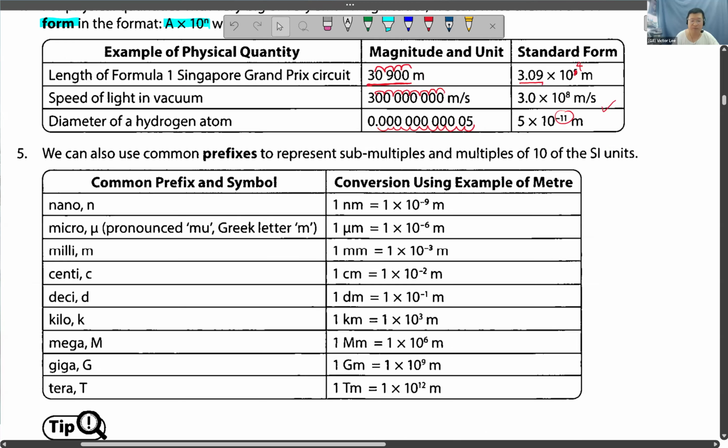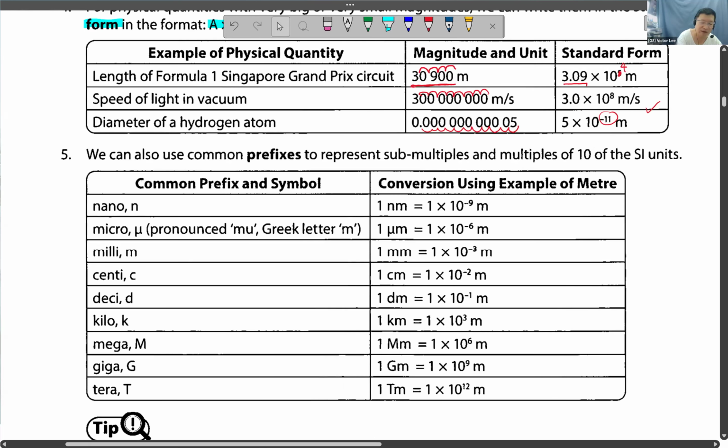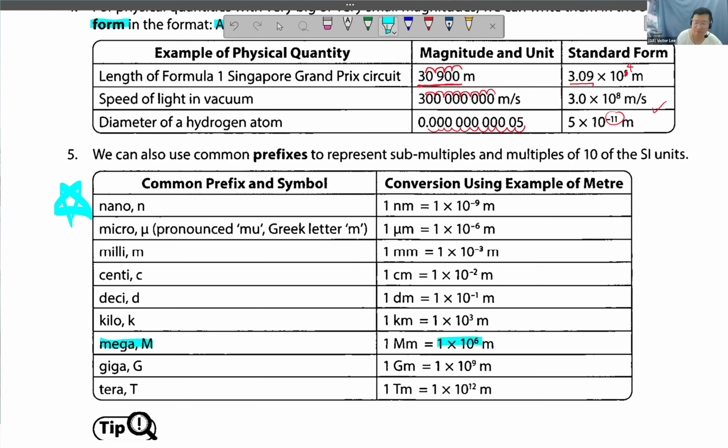Conversion. By the way, this one you need to memorize also. So I will put a star here. Unfortunately, yes, you need to memorize. I tell you what's a common one. Very common one is this mega. They like to come out with mega, and they like to come out with giga also.